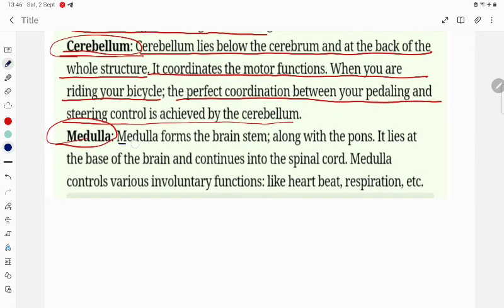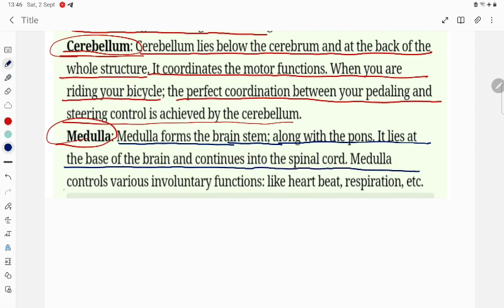Medulla. The medulla forms the brain stem along with the pons. It lies at the base of the brain and continues into the spinal cord. The medulla controls various involuntary functions like heartbeat and respiration.